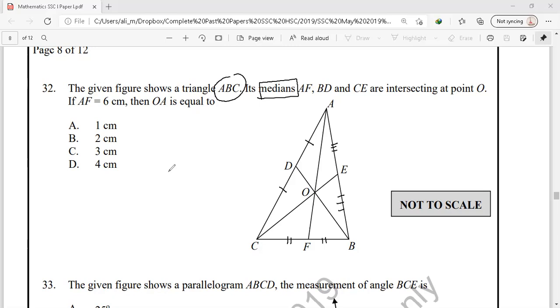Let's see what we are asked. If AF is equal to 6, and we have to find the value of OA. So, the median is always a point of trisection. It means this whole line from A to F will be divided into three parts, and this point of the median is a point of trisection.